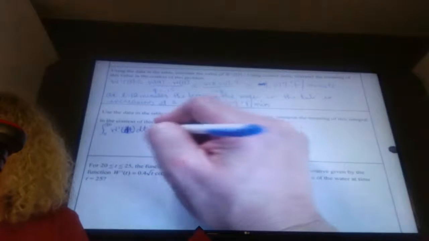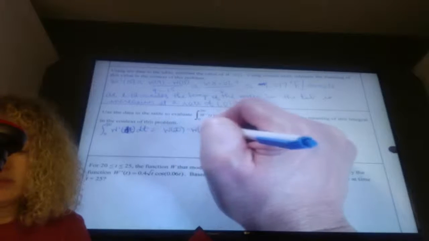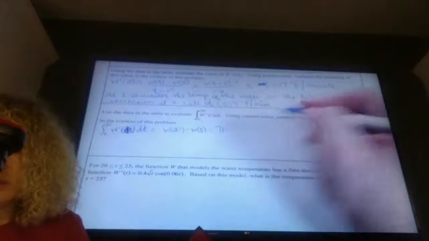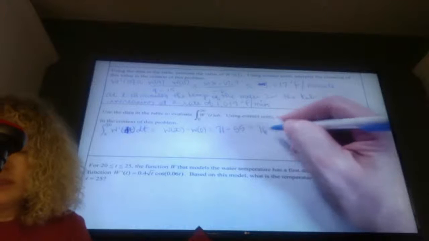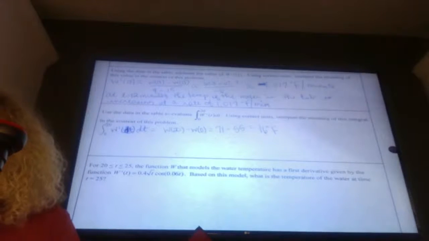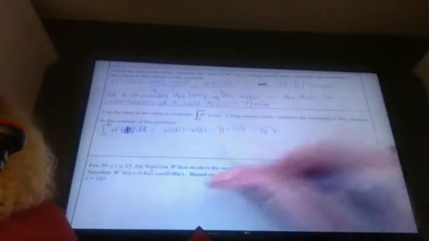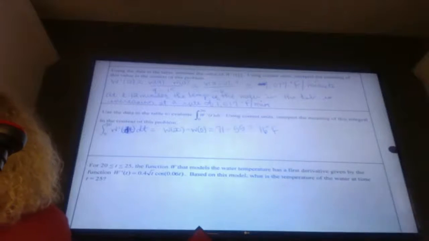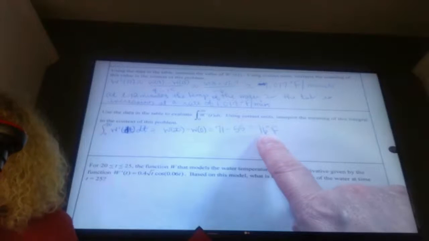That would equal w of 20 minus w of 0. W of 20 is 71. W of 0 is 55. 16 degrees Fahrenheit. So what does that mean in context of this problem? That means from 0 minutes to 20 minutes, the temperature of the water went up 16 degrees. That's what that means.